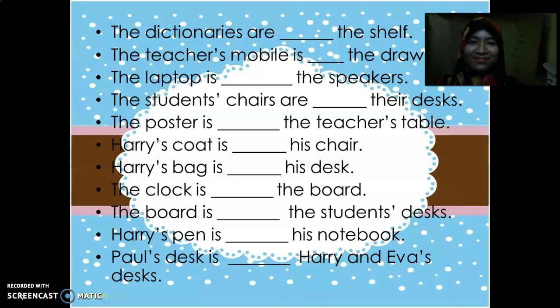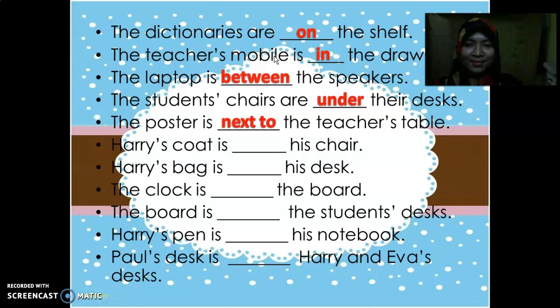Starter Unit. Vocabulary. Exercise 2. 1. The dictionaries are on the shelf. 2. The teacher's mobile is in the drawer. 3. The laptop is between the speakers. 4. The students' chairs are under their desks. 5. The poster is next to the teacher's table.